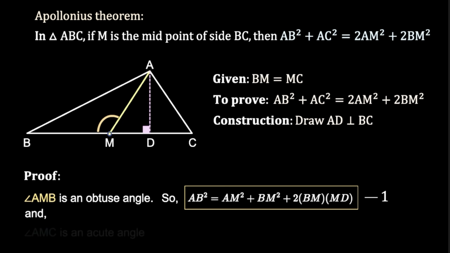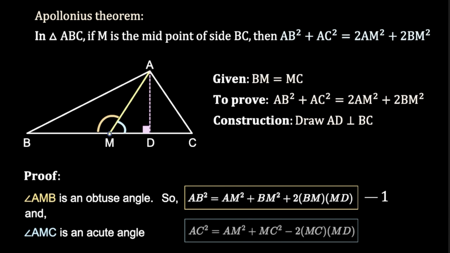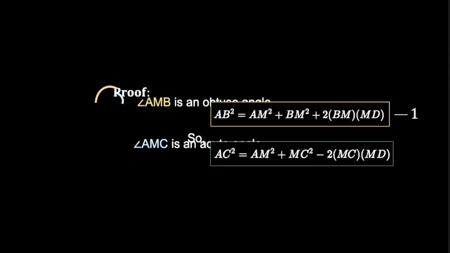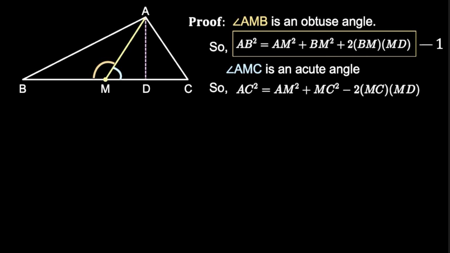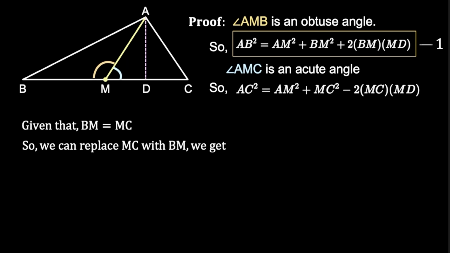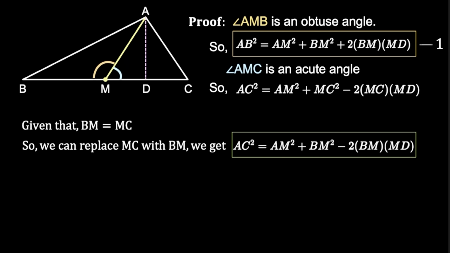Okay? Similarly, angle AMC is an acute angle. So look at the triangle AMC. So we will get this. Notice carefully, this time we use a minus sign because the angle is acute. Now since M is the midpoint of BC, we know that BM equals MC. Now we can replace MC with BM. So what do we get here? We will get AC square equals AM square plus BM square, see, we are replacing MC with BM, minus twice of BM into MD. Call it equation number 2.